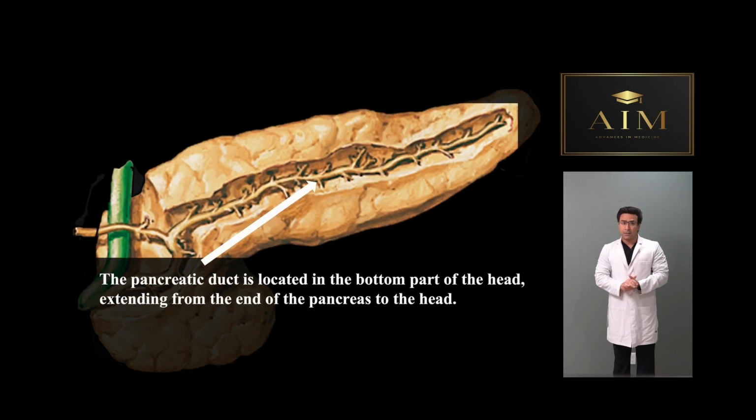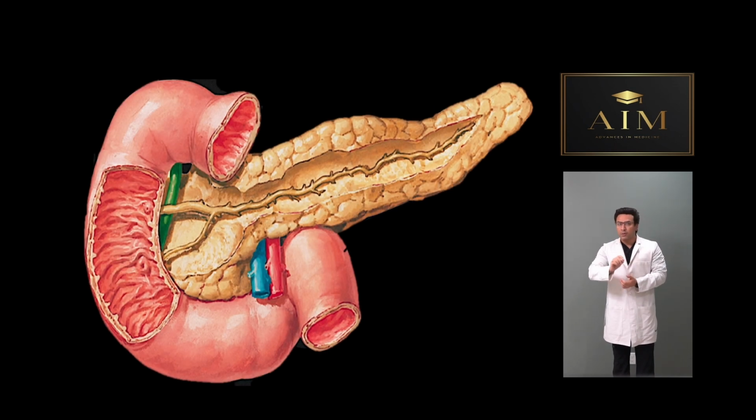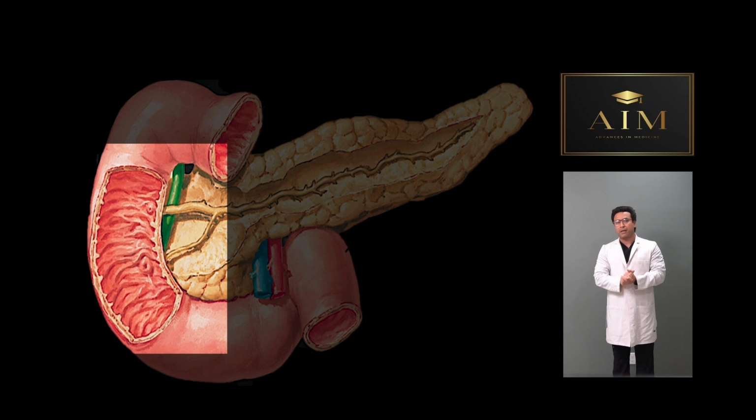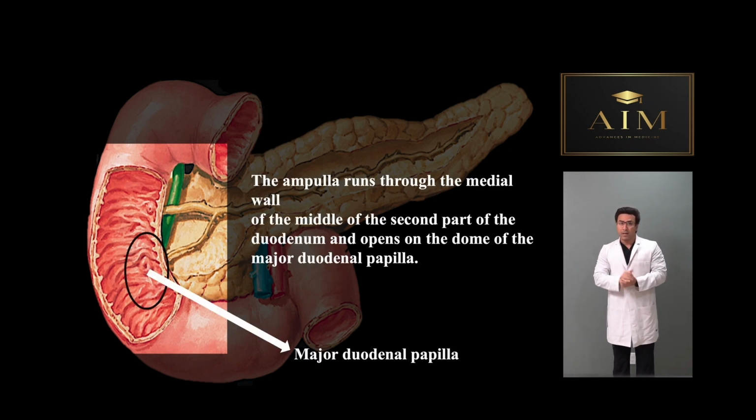The pancreatic duct is located in the bottom part of the head, extending from the end of the pancreas to the head. There, it unites with the duct of the uncinate process and then with the lower part of the common bile duct to form a hepatopancreatic ampulla. This ampulla runs through the medial wall of the middle of the second part of the duodenum and opens on the dome of the major duodenal papilla. Here, pancreatic secretions mix with bile and are dumped into the duodenum.